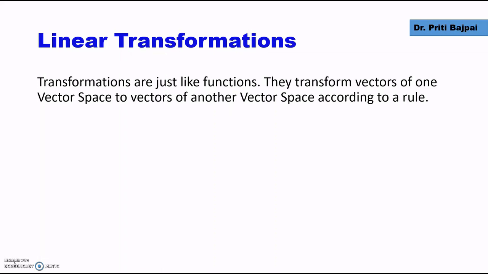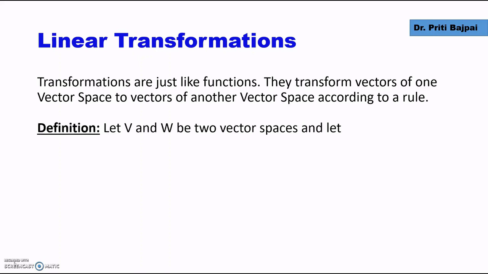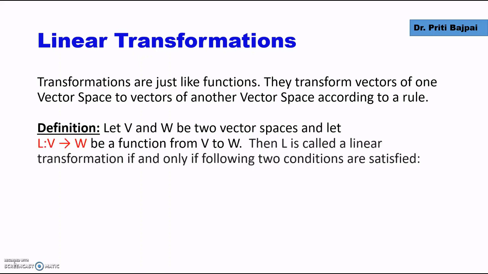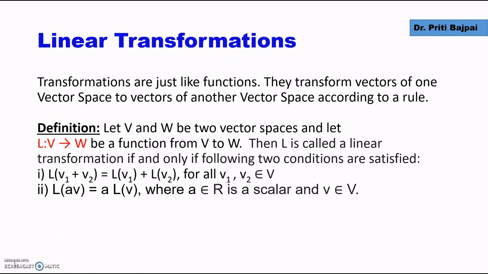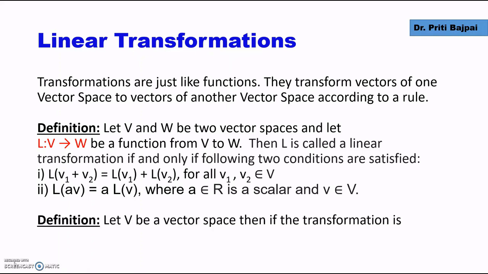Linear transformations behave like functions, and they transform, or change, vectors of one vector space to vectors of another vector space according to a rule. If we take L to be this transformation, then it will be called a linear transformation if and only if the following two conditions are satisfied.